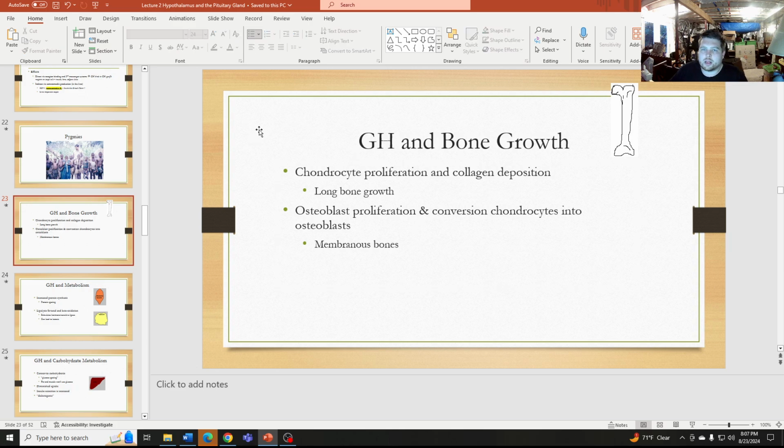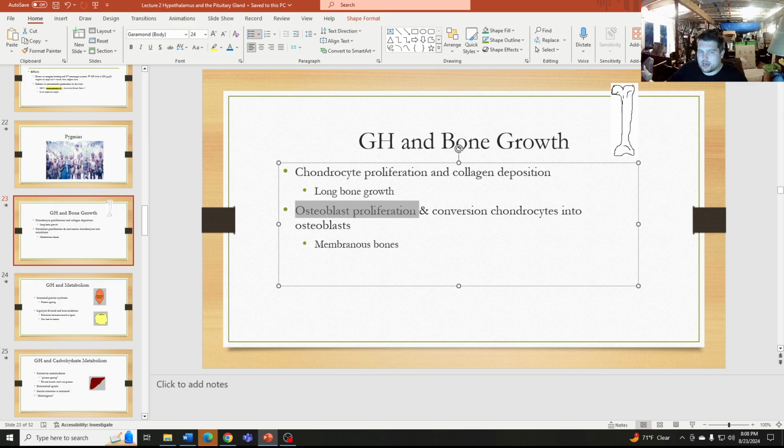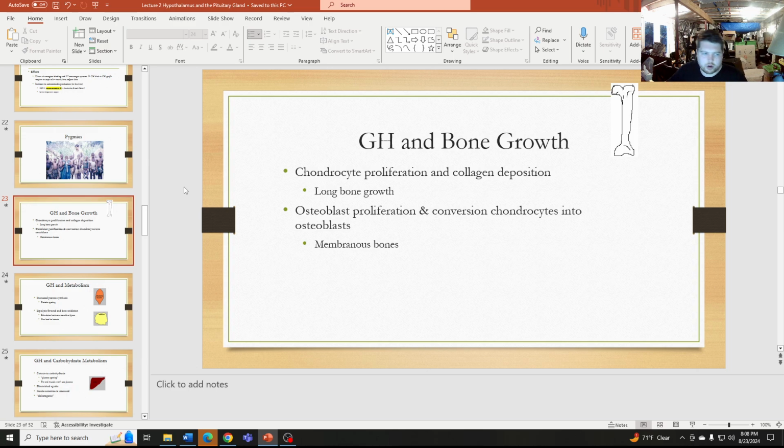So growth hormone and bone growth. It binds on the chondrocytes. The chondrocytes are cartilage cells, and it causes them to proliferate, to divide, to grow, and to continue to lay down collagen to help grow the long bones. It also causes osteoblast proliferation, the creation of more osteoblasts, and converting the chondrocytes into osteoblasts as we form our bones. So basically, bottom line, growth hormone makes bone grow.